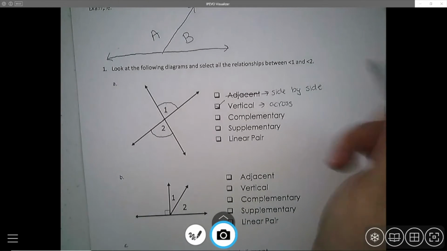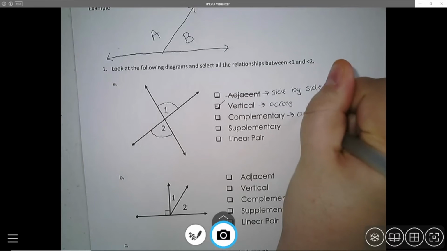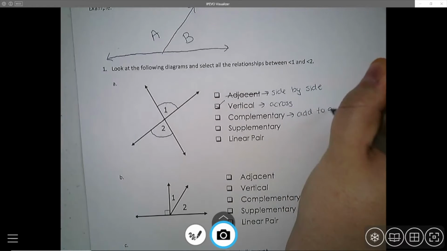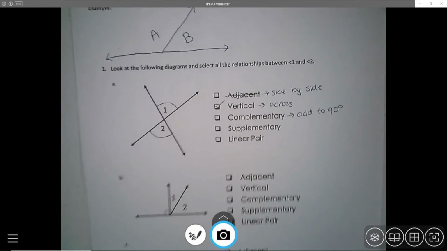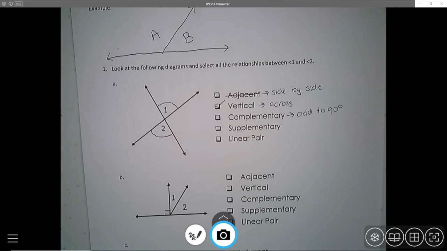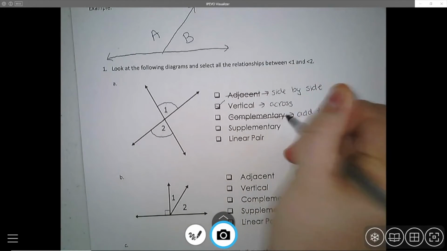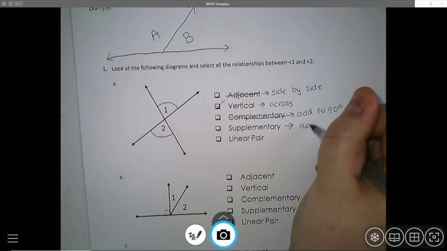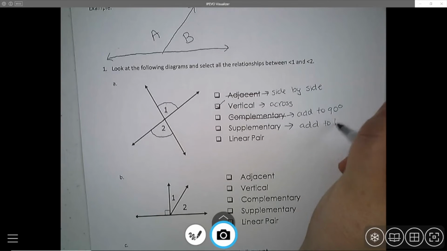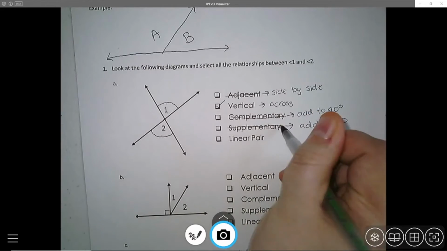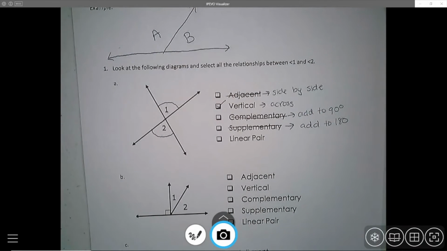Okay, complementary. Add to 90. Do I know if these angles add to 90 degrees? No. I don't have angle measures that allow me to confirm that, so these are not complementary. Okay, add to 180 for supplementary. Again, I don't have angle measures to guarantee these add to 180.